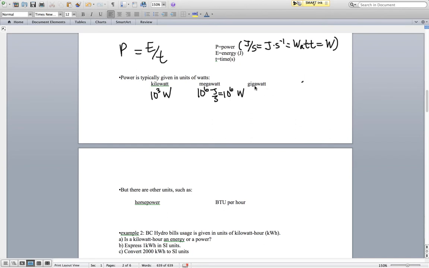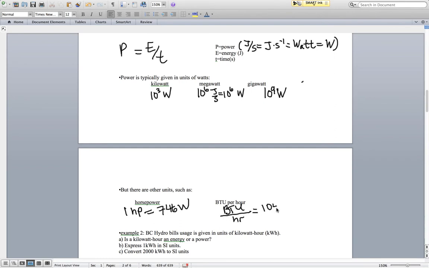And a gigawatt, giga is 10 to the 9, so this is 10 to the 9 joules per second. There are other units of power, so horsepower, this is the imperial unit of power. This is equivalent to 746 watts. And this is a unit that's used quite a bit, a BTU per hour, and that's just a conversion exercise to convert that to watts. Because a BTU is 1,055 joules, and an hour is 3,600 seconds.